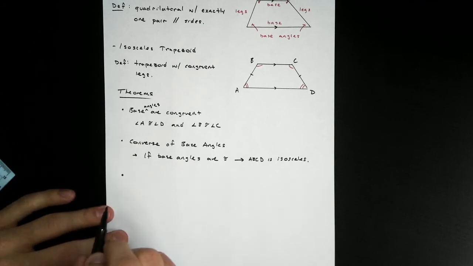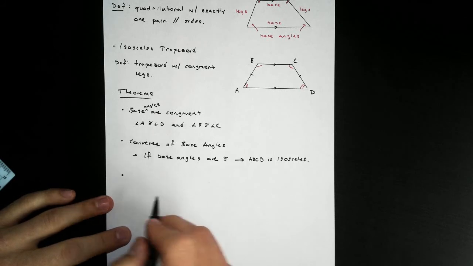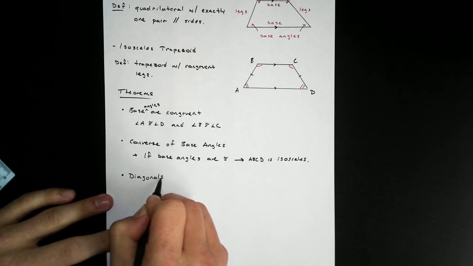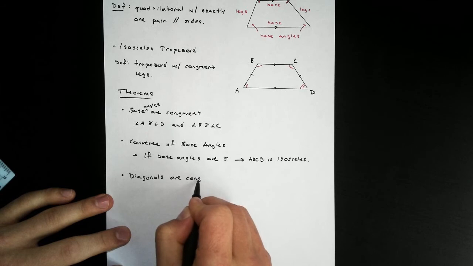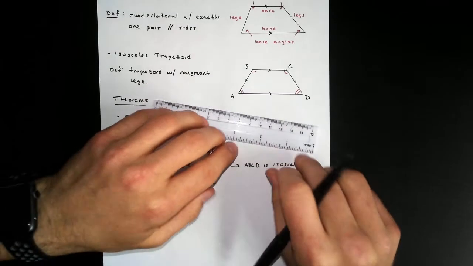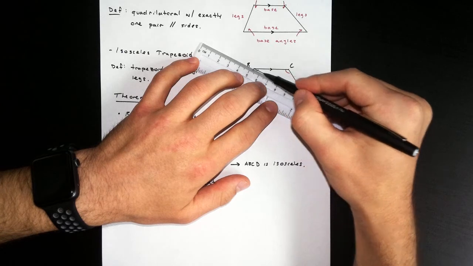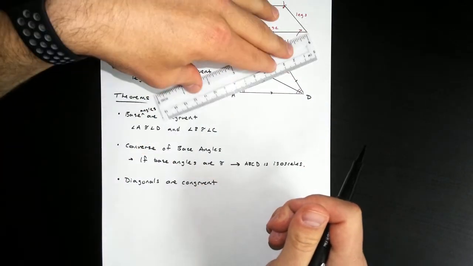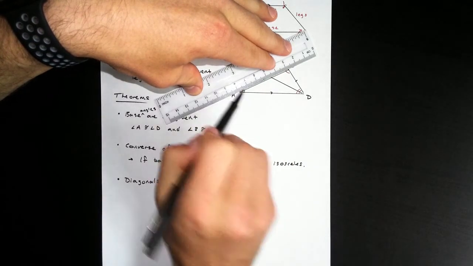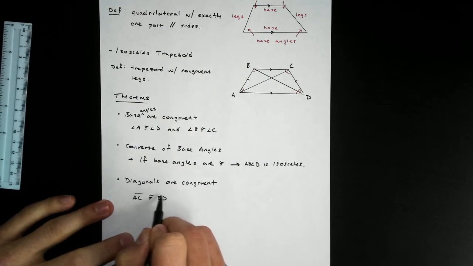The third and final theorem, the other special property of isosceles trapezoids, deals with the diagonals. So in an isosceles trapezoid, the diagonals are congruent. So that means in my trapezoid here, the diagonal from B to D, that length is exactly the same as the diagonal from A to C. So that means AC is congruent to BD.